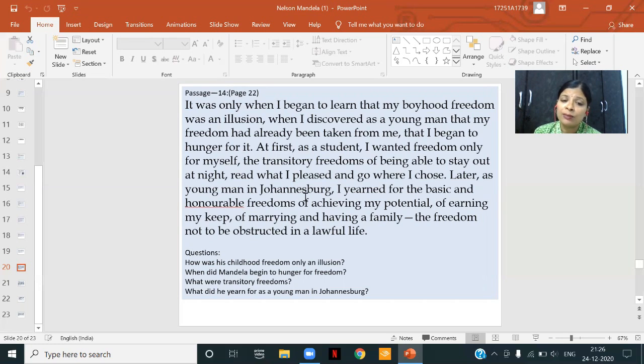When he went to Johannesburg, he wanted a freedom where he could grow to his entire potential. He wanted to earn his living. He wanted a family of his own. He wanted to marry and settle down. And he felt that no one had a right to obstruct that freedom.